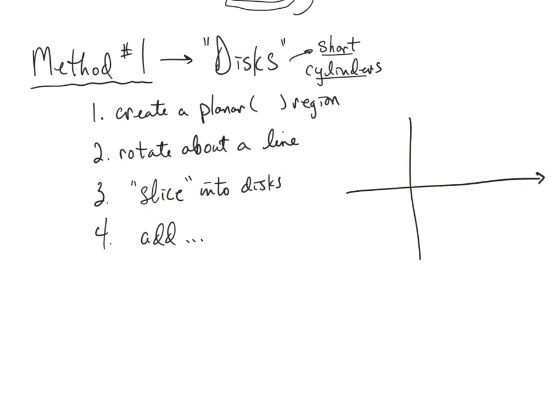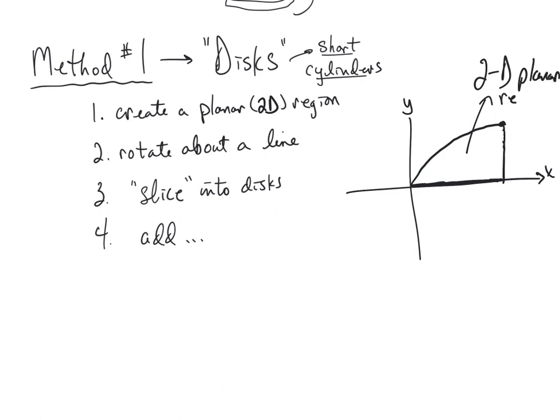So we're going to start in a two-dimensional XY coordinate system, and we're going to create some two-dimensional shape. We'll just keep this one nice and easy. Just some sort of curve that opens up nice and easy to the right. And then if I use a vertical line and a horizontal line, I create a two-dimensional planar region. So this is, right now, a 2D planar region. Planar just means in a plane.